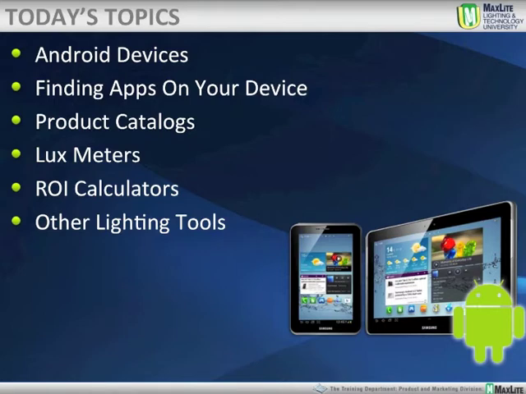Categories, so we'll share briefly with you which devices we used, how to find these apps if you're interested, and then the categories that we broke down these apps into: product catalogs, lux meters, ROI calculators, and a little bit about some other lighting tools that we found out there.